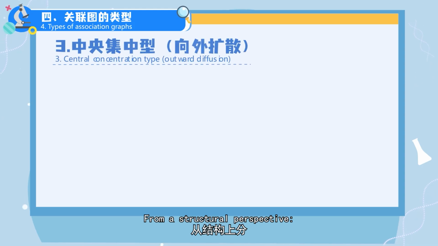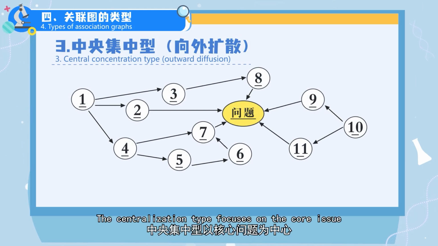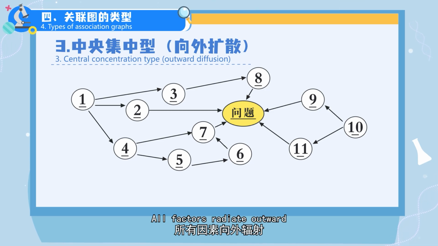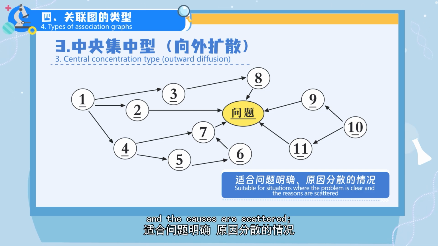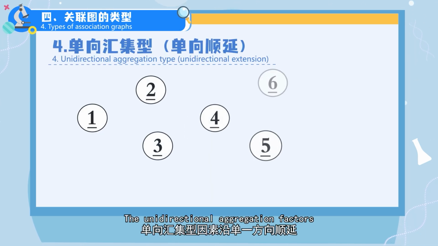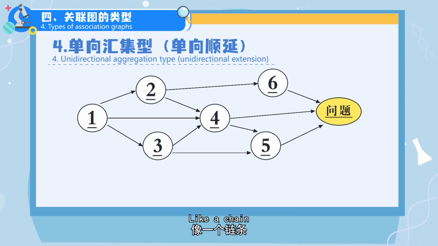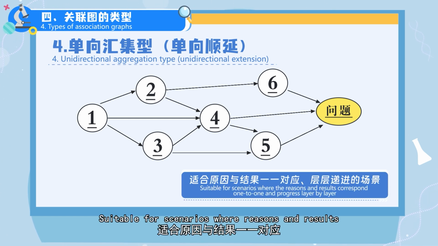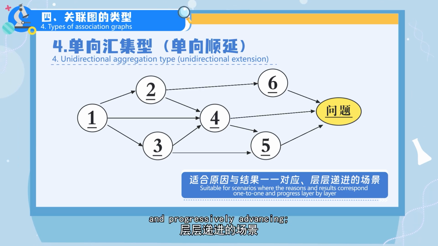From a structural perspective, the centralization type focuses on the core issue. All factors radiate outward. It is suitable for situations where the problem is clear and the causes are scattered. The unidirectional aggregation type has factors extending in a single direction, like a chain, suitable for scenarios where reasons and results are one-to-one corresponding and progressively advancing.